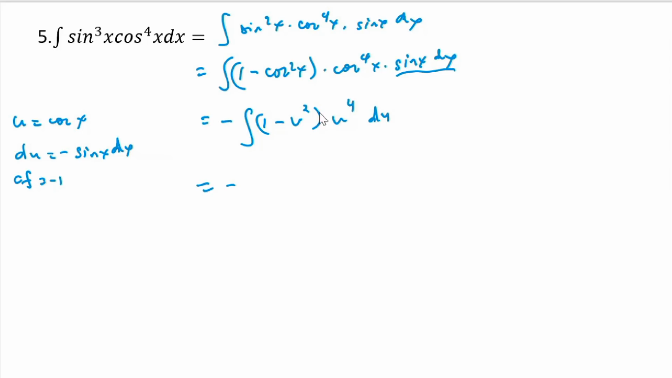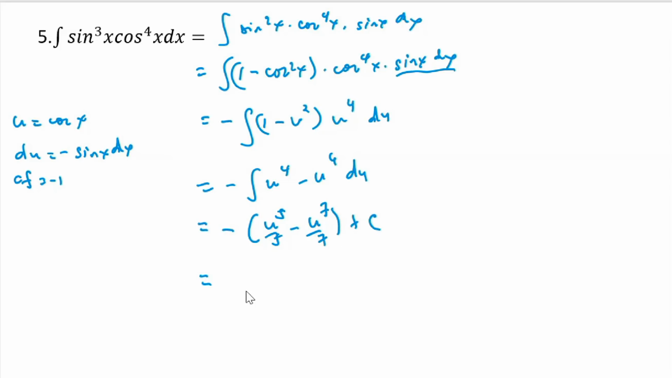By using the distributive property, we can write now 1 times u raised to 4 is u raised to 4 minus u raised to 6 du. By integrating that one, we have the negative of u raised to 5 over 5 minus u raised to 7 over 7 plus a constant. So therefore, this is now negative 1/5 of cosine to the power of 5 of x. Negative times negative 1 over 7 becomes positive 1 over 7 of cosine to the power of 7 of x plus a constant.